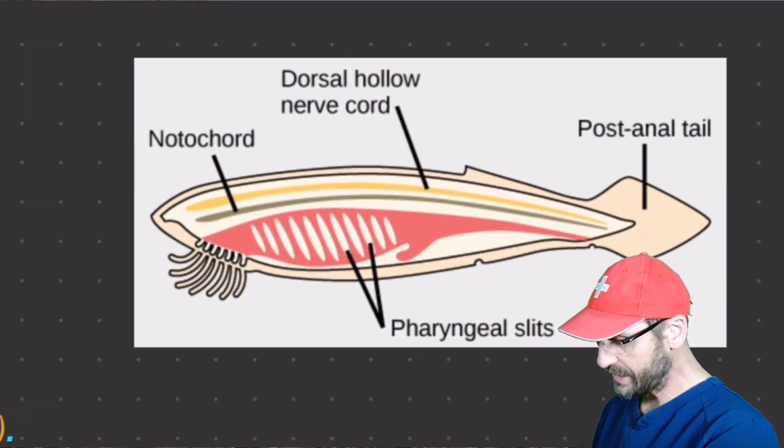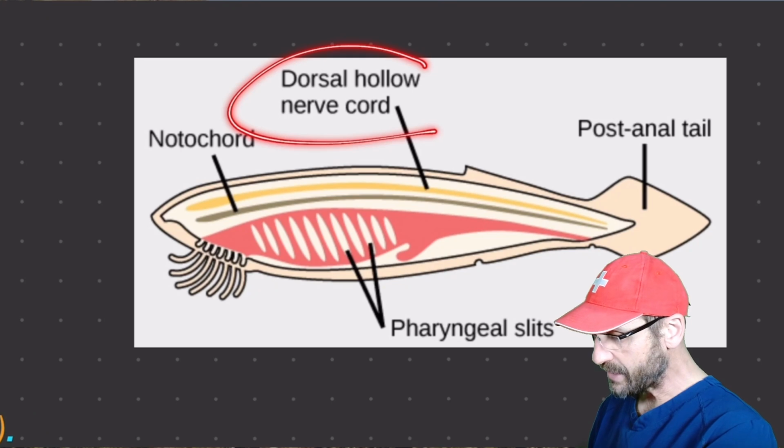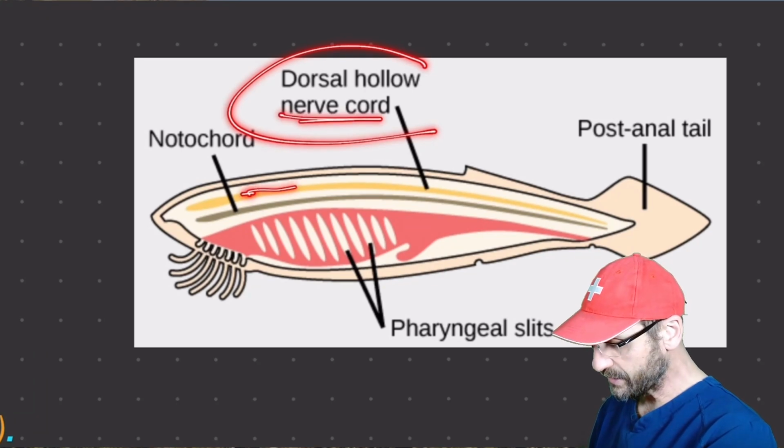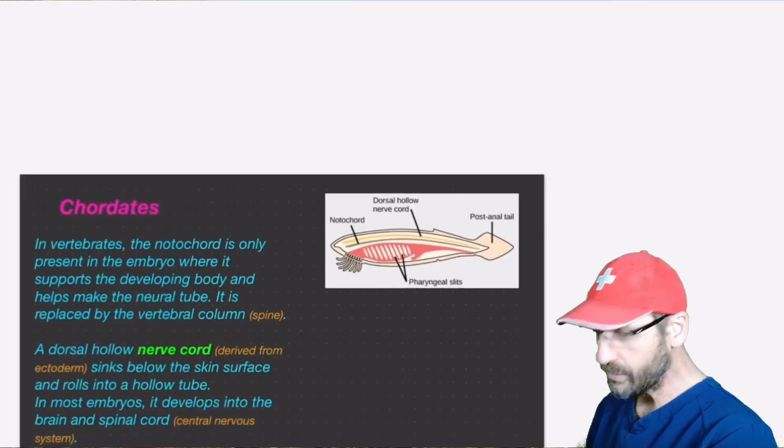And you see that right in here. That's the same picture. That's that nerve cord, and that's here. Dorsal hollow nerve cord.